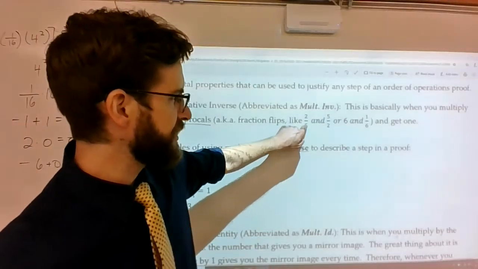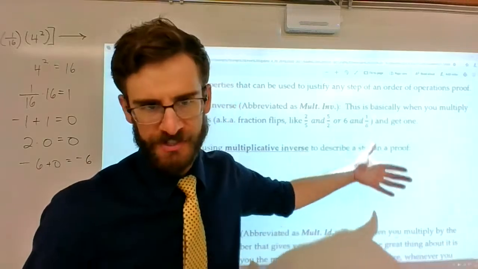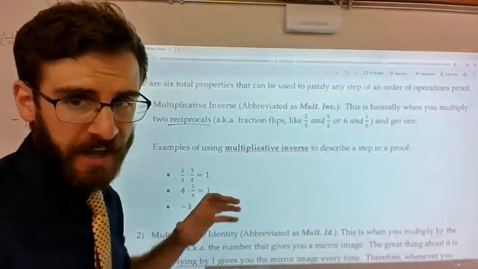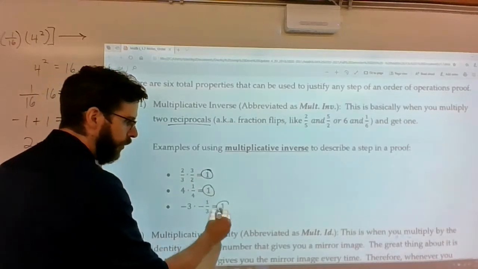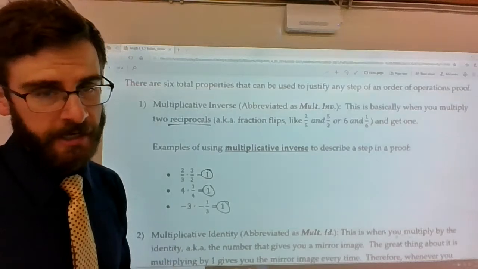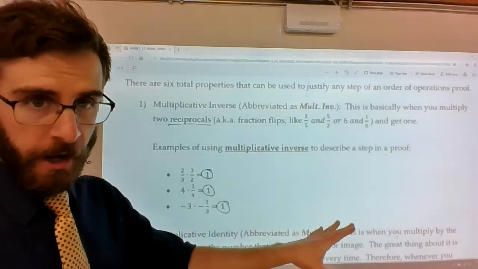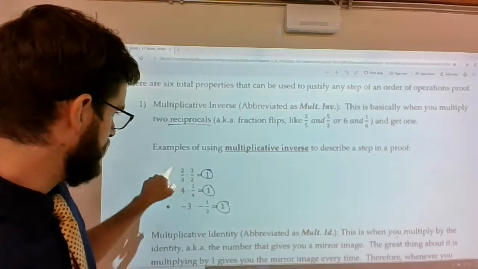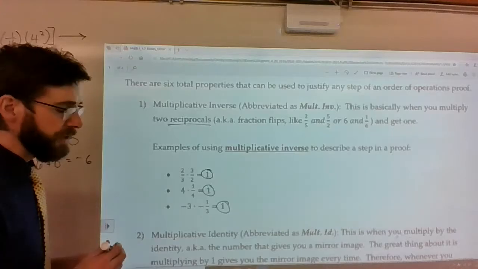Like 2/5 and 5/2 are reciprocals. 6 and 1/6 are reciprocals. And when you multiply them together, you always get 1. So that's what it means to be a multiplicative inverse of something. It's when you multiply 2 numbers together and you get 1, that means that you're dealing with 2 inverses of one another. So here's my question.